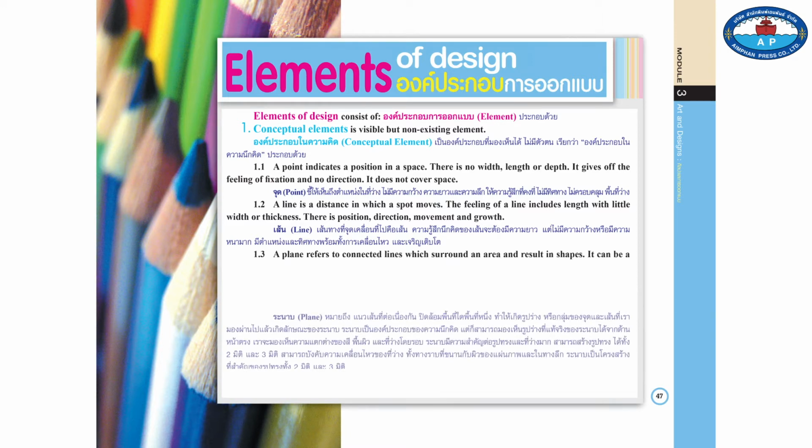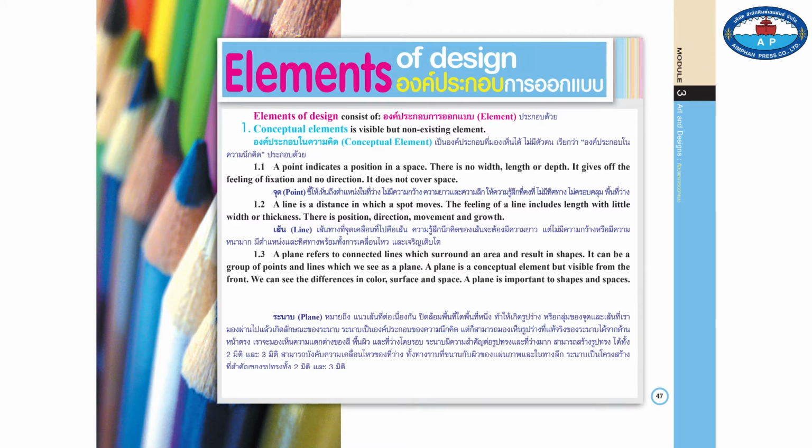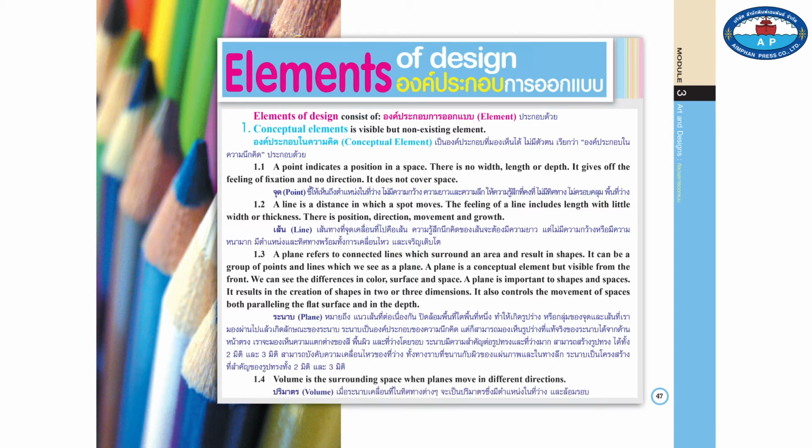1.3. A plane refers to connected lines which surround an area and result in shapes. It can be a group of points and lines which we see as a plane. A plane is a conceptual element visible from the front. We can see the differences of colors, surfaces, and spaces. A plane is important to shapes and spaces. It results in the creation of shapes in 2 or 3 dimensions. It also controls the movement of spaces, both paralleling the flat surface and going into the depth.